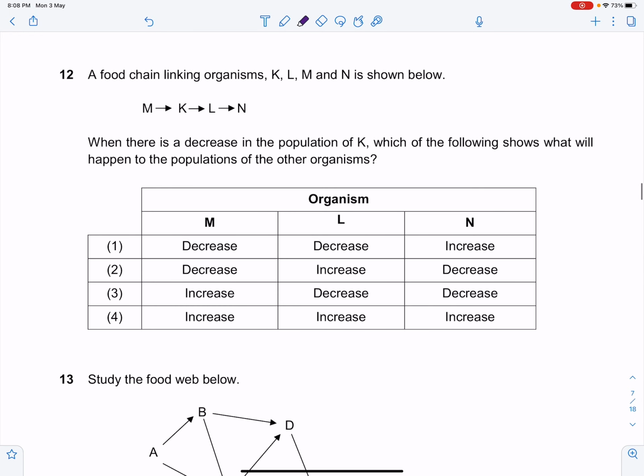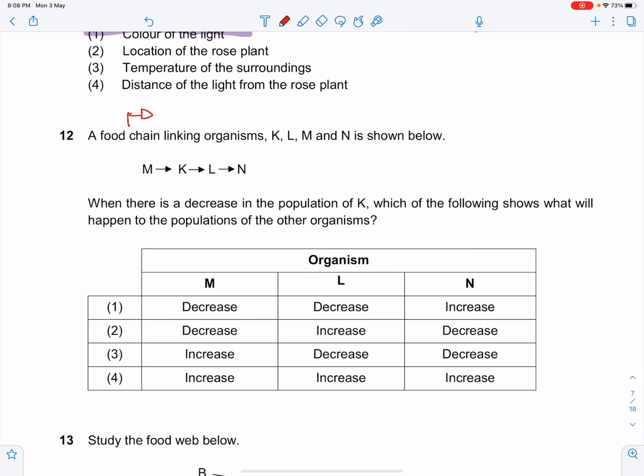Moving on to question 12. A food chain linking organism K, L, M, and N is shown below. When there's a decrease in the population of K, which of the following shows what will happen to the rest of the other organisms? Once again, just a very quick recap. A food chain basically shows you the feeding relationship between the animals.